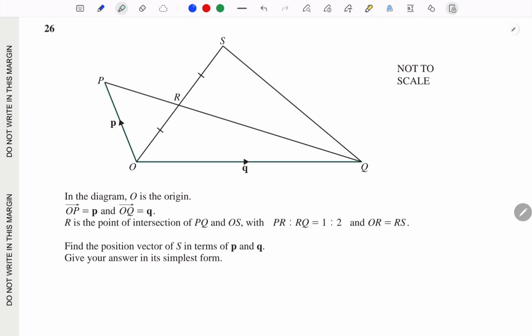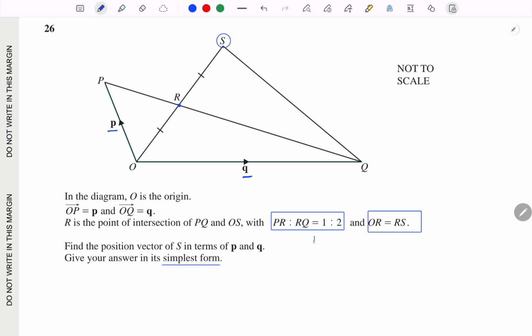R is the point of intersection of PQ and OS, with PR is to RQ being 1 is to 2. Okay, so this is an important part. PR is to RQ is given as 1 is to 2 and OR is equal to RS. So we need to find the position vector of S in terms of P and Q, and we need to give our answer in its simplest form. This is the question. Let's see how we can do this.